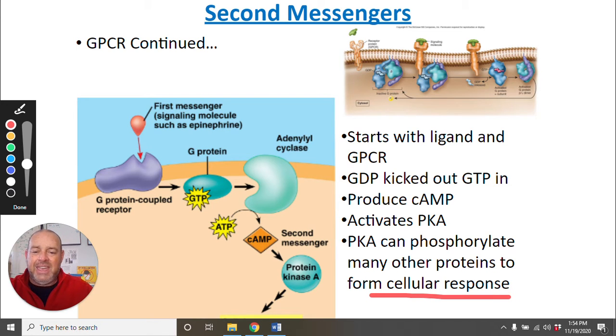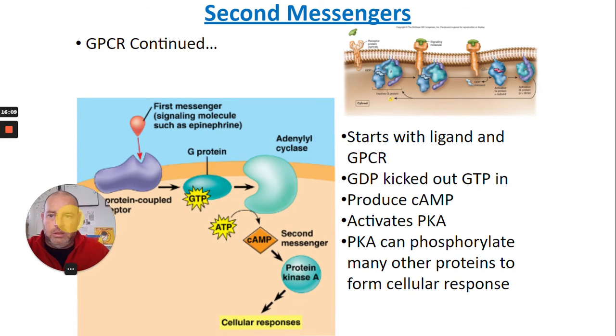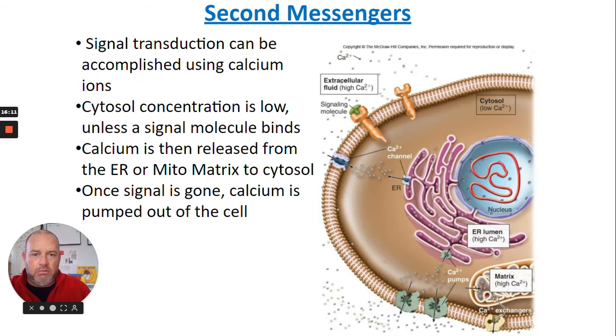So PKA, protein kinase A, what do kinases do? Kinases phosphorylate so that something will then trigger and something will happen. You will get a cellular response. So that's not the last time I'm going to bring up GPCR, but we're going to keep going for now. A little bit more on second messengers.